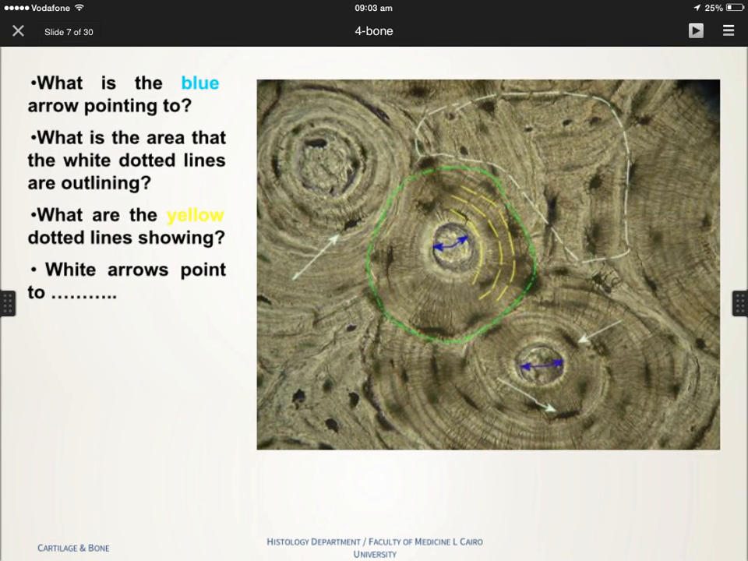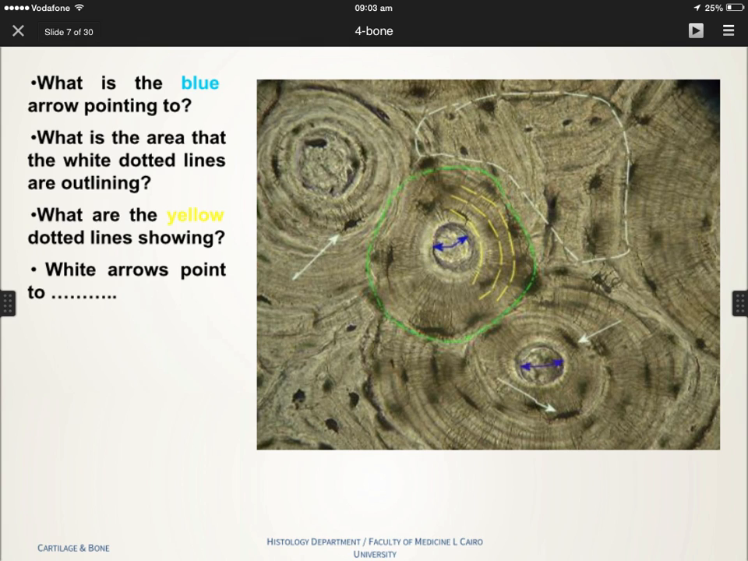This picture is a very good exercise for the ground compact bone. What is the blue arrow pointing to? This is the blue arrow. So this is the Haversian canal. What is the area that the white dotted lines are outlining? This area is the interstitial lamellae. They are the lamellae present in between the osteons or the Haversian systems.